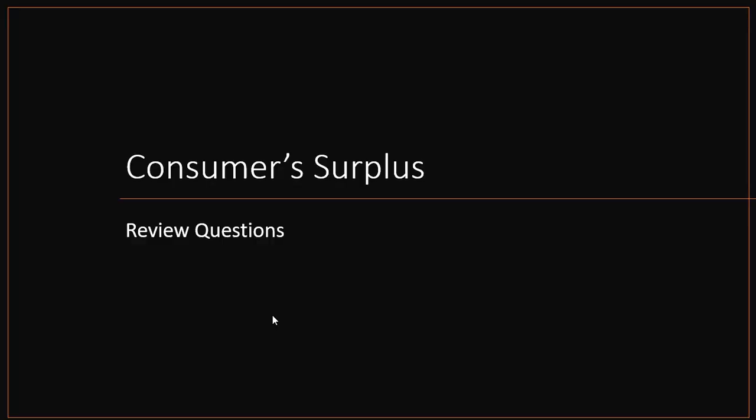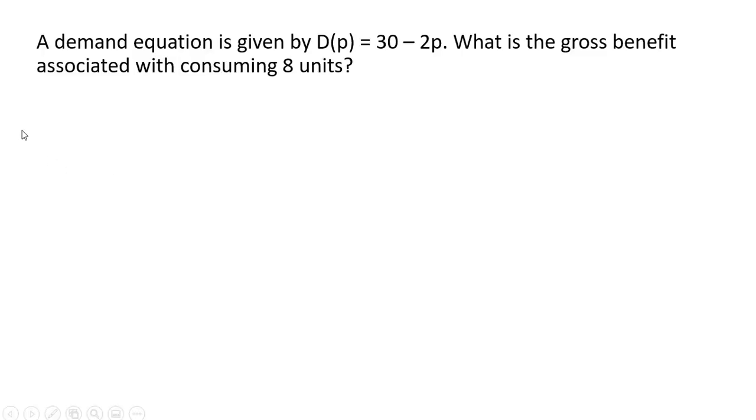Hello, in this video we're going to look at some review questions that deal with consumer surplus. Question 1. A demand equation is given by the following. What is the gross benefit associated with consuming 8 units of the good?